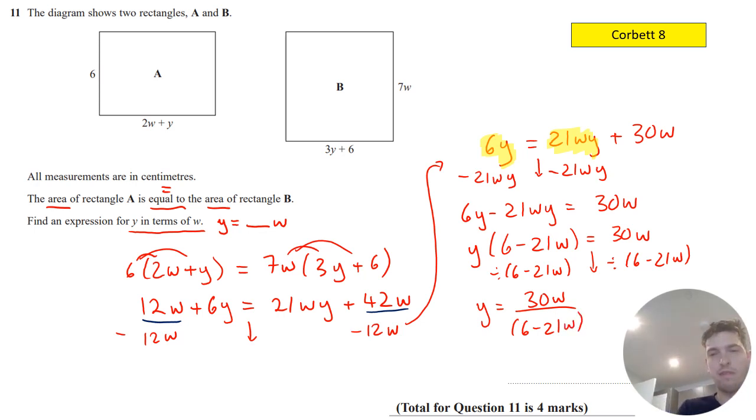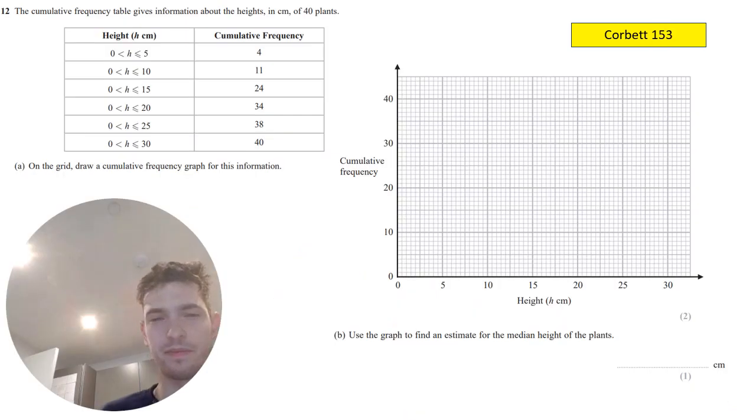So I put this Corbett reference here because, although it doesn't look at first like a rearranging equation question, once you make the areas equal to each other, it turns out that this is the skill they are testing. So it's definitely worth practicing this because it's always going to come up on one of the 3 papers. Let's keep going.